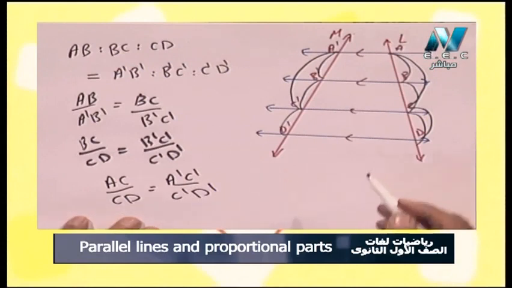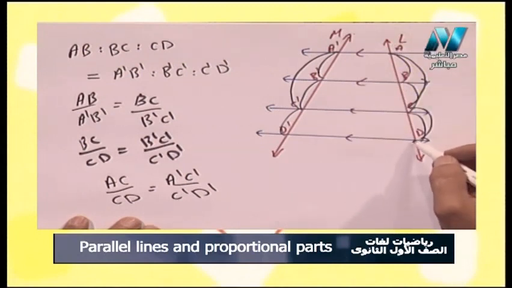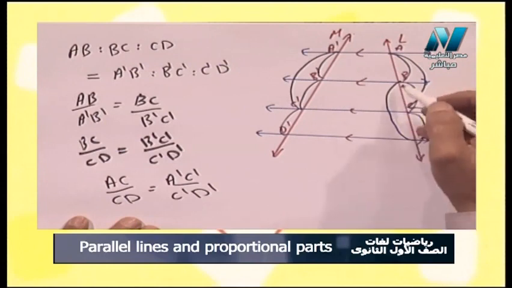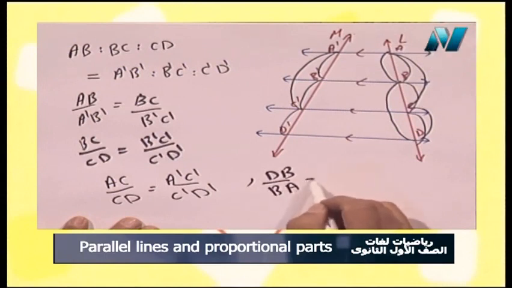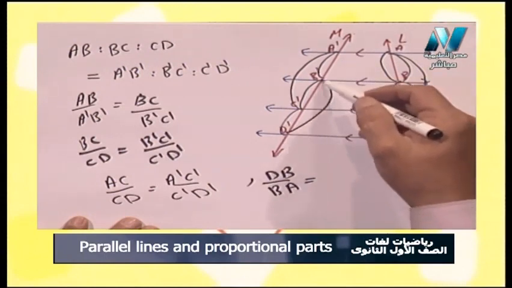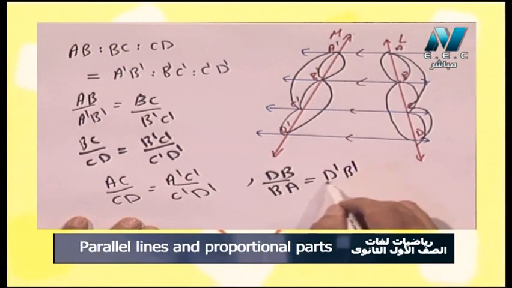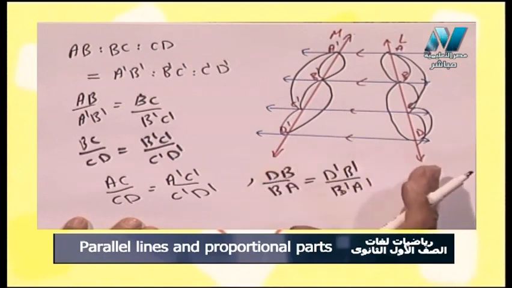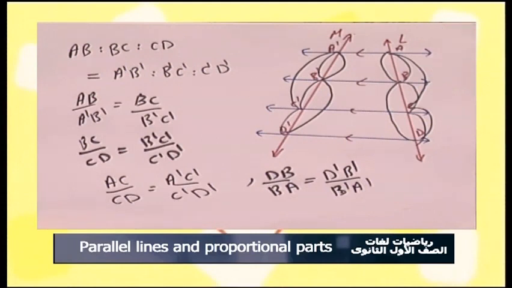And also we can start from top, bottom to top, like that. We can say that DB over BA will be equal D dash B dash over B dash A dash. Any ratio from the right side or left side, but they are the same. Try to find out the ratio to be the same. Yes, let's move to another question.